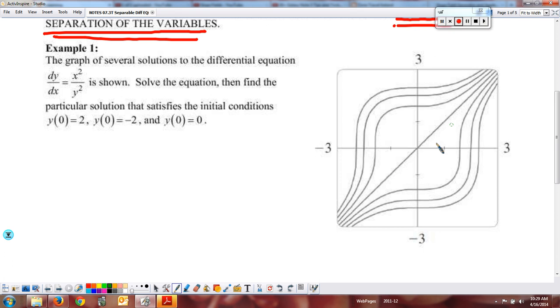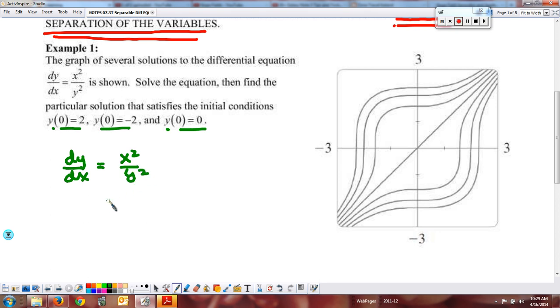I have a graph of several solutions over here to the differential equation, and we're going to solve the equation analytically, and then we're going to find 3 particular solutions that satisfy these 3 different initial conditions. All right, so I'm going to start here. I'm going to take my dy/dx, which is equal to x squared over y squared.